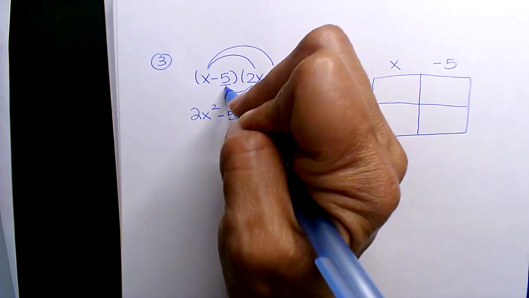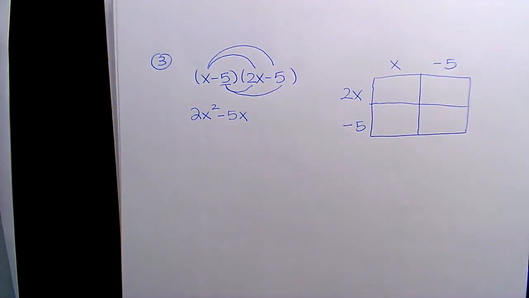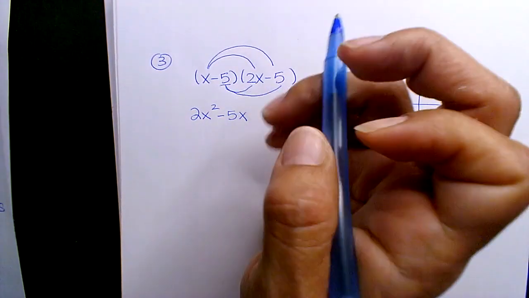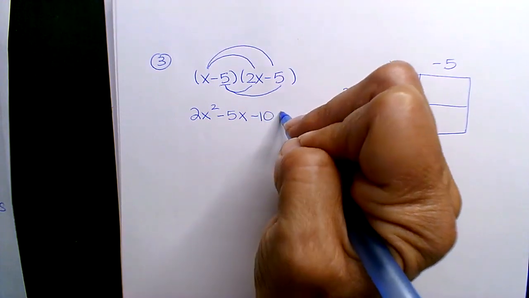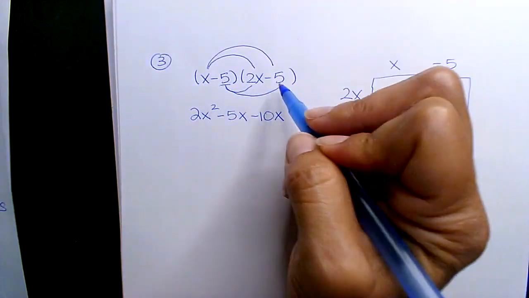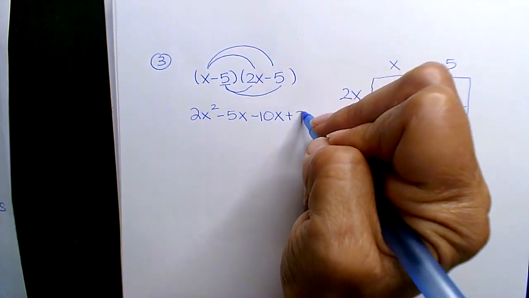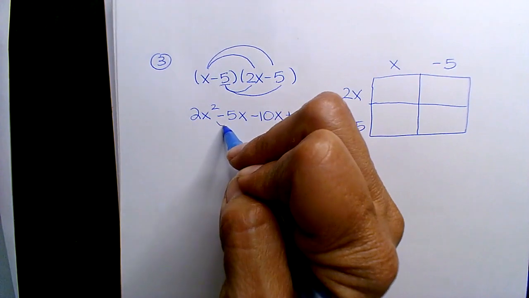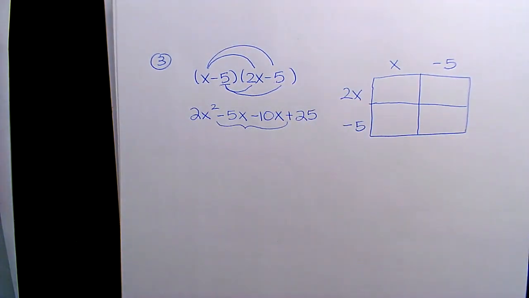Again, you're going to multiply twice, every term in that second polynomial. So negative 5 times positive 2 is negative 10x. Negative 5 times negative 5 is positive 25. And so there are your four terms. And now you're simply going to combine like terms in the middle.